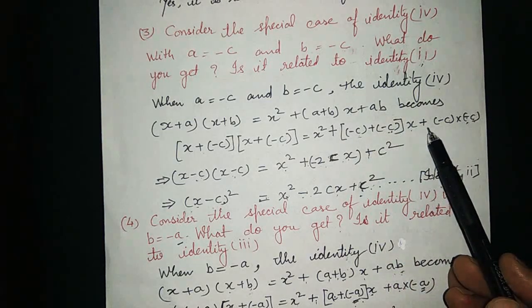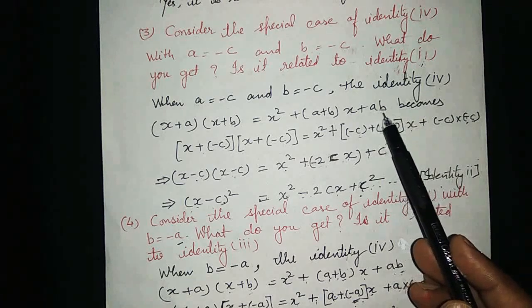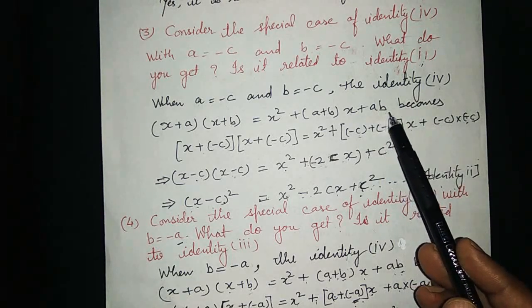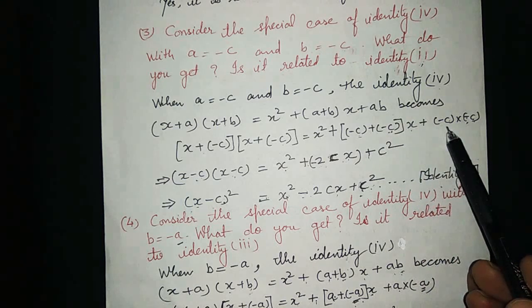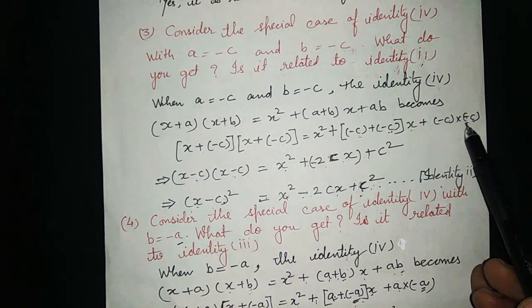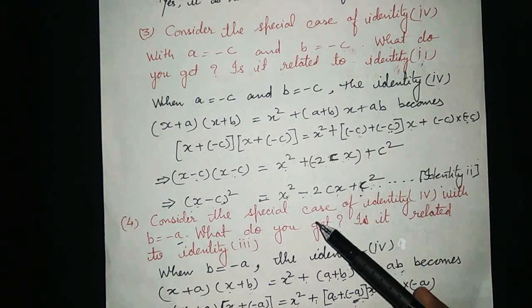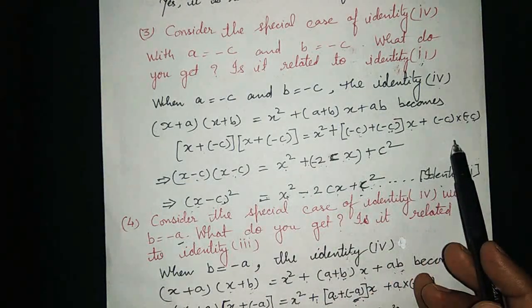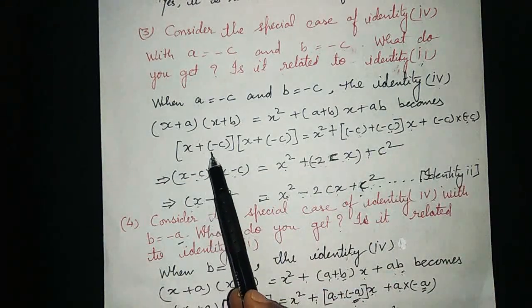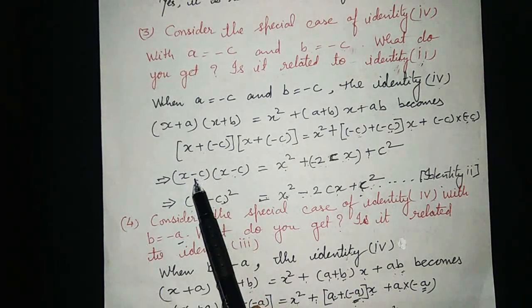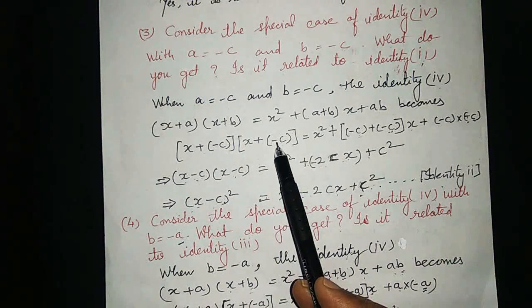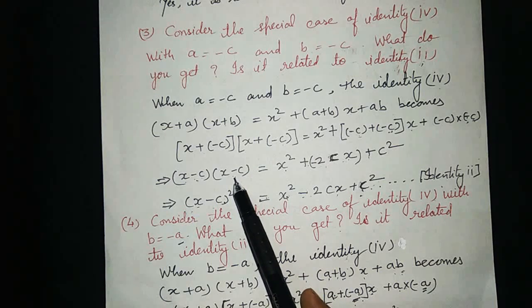Then plus sign we will put, and after this plus sign we have to write a into b. As we are taking here minus c for a and b both, so in place of a and b we will write minus c. So here we will get minus c into minus c. Now we will simplify this step. Here we will open the bracket, plus minus, minus will come, and we will get here x minus c. Here plus minus will come and we will get here x minus c.